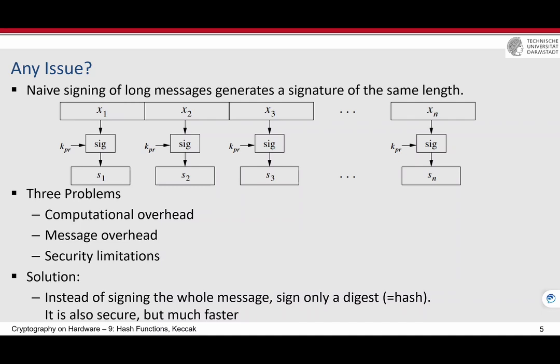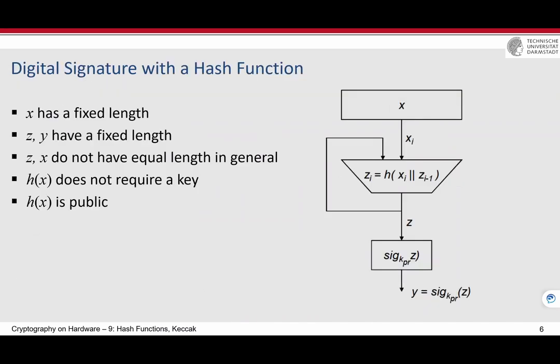Then instead of signing the whole message, we need to sign a digest, which is called a hash. It is secure, similar to signatures. It means that after hashing, you do the signature, and the same security level is maintained, but it's much faster, because you do the hashing and then the signature is applied only on the hash.